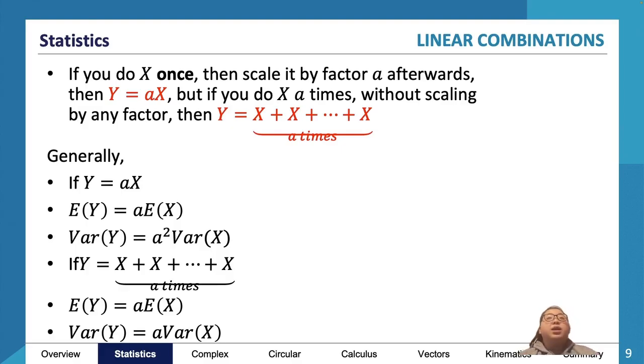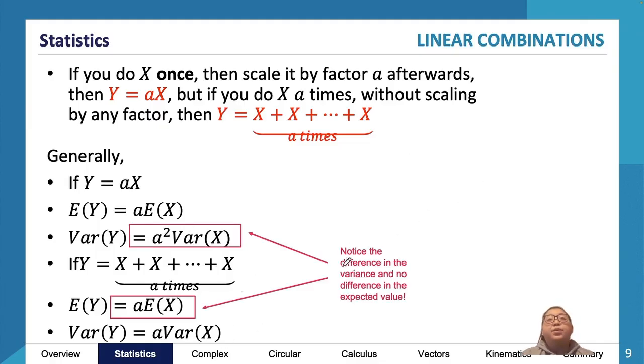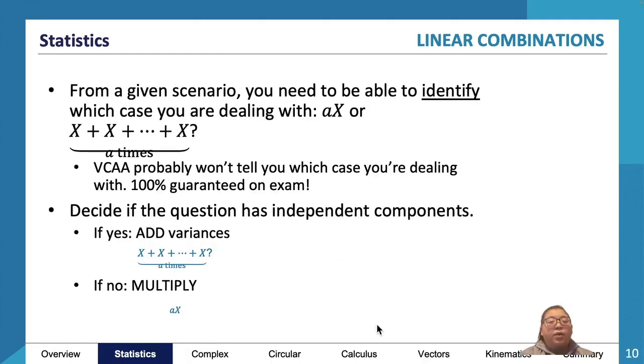So generally, if Y equals aX, you'll get E of Y equals a E of X, and then the variance of Y will be a squared Var of X, so you need to square it. So if it's X plus X plus X, instead you're just going to say it's a multiplied by E of X and a squared multiplied by the variance of X. So you can see that the means would be the same, but the variances are quite different. So make sure that you note what the differences are there.